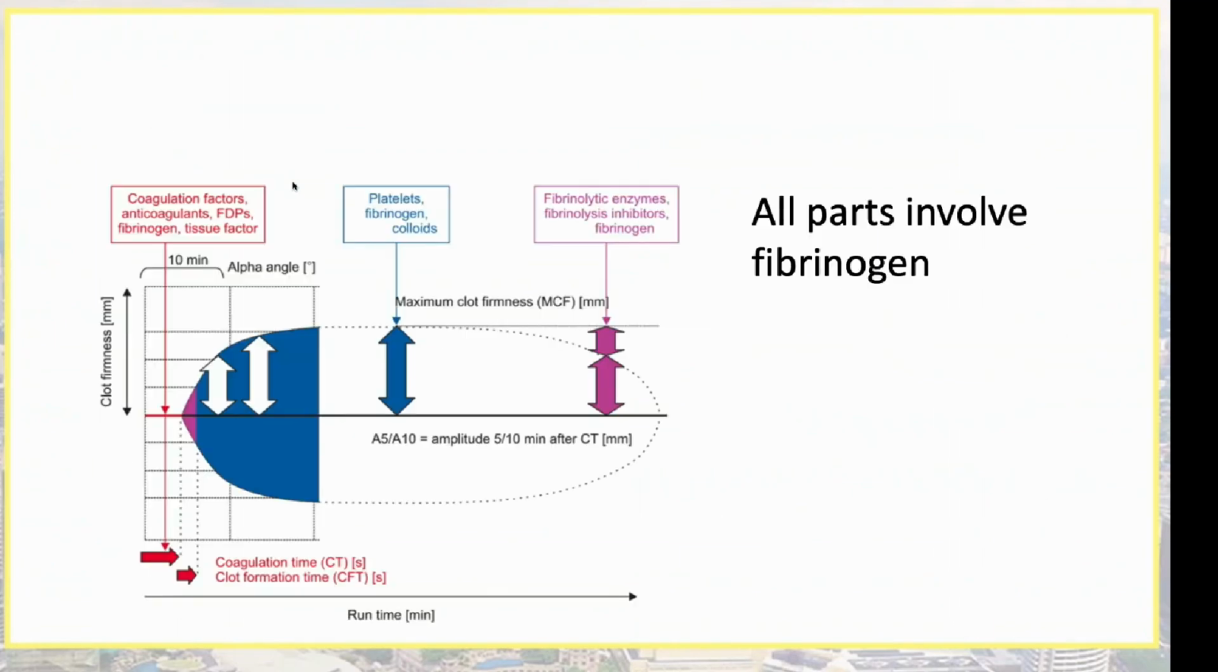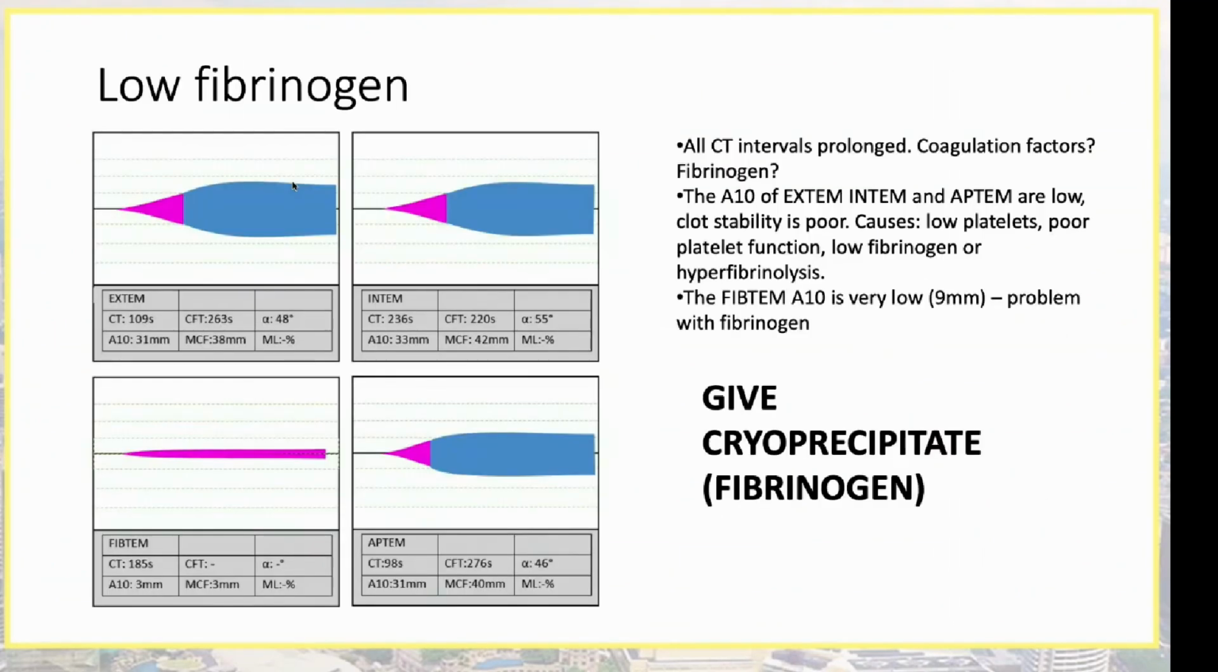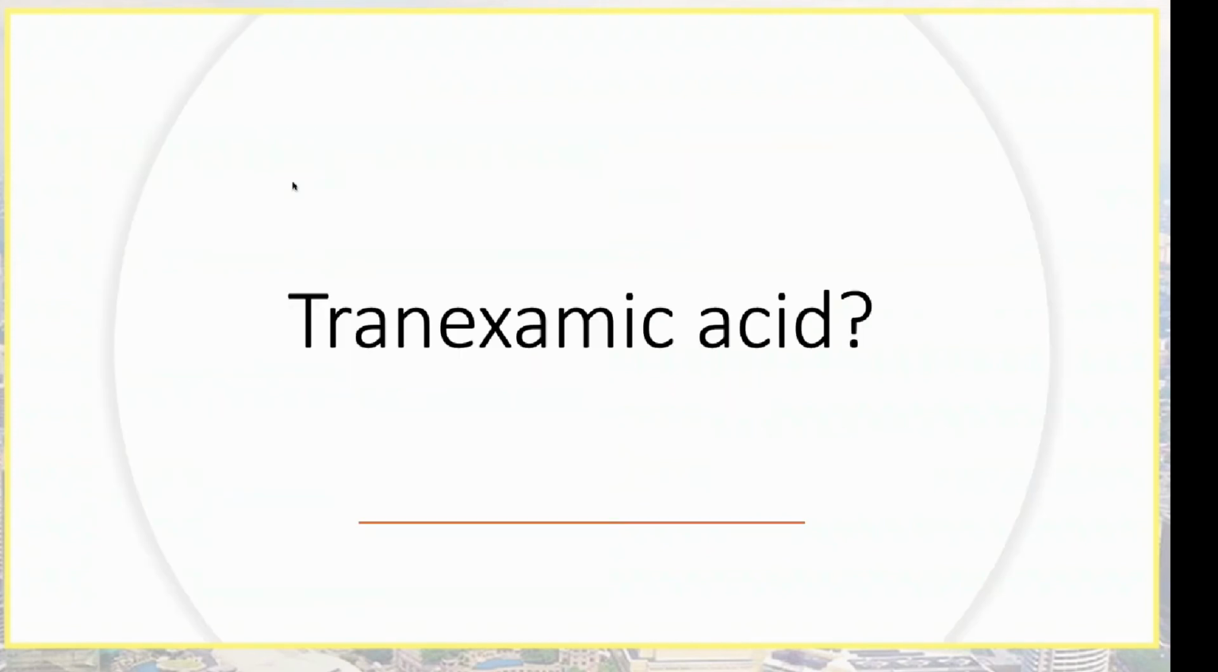All right. The next question is cryoprecipitate. So again, look at the EXTEM and the FIBTEM. You can see the A10 in the EXTEM is low. So we know something is wrong, and we look at the FIBTEM, we can see the A10 is low as well. So in this case, the problem is fibrinogen, so we give fibrinogen.